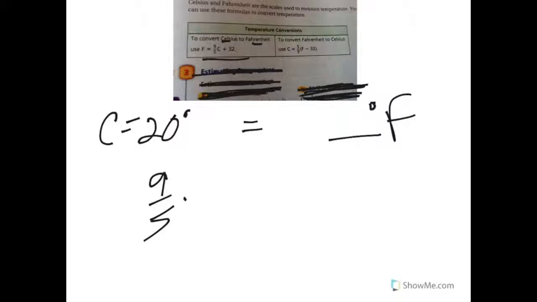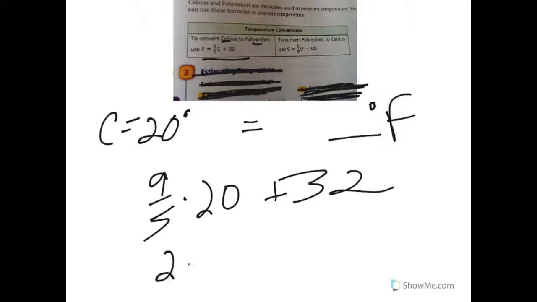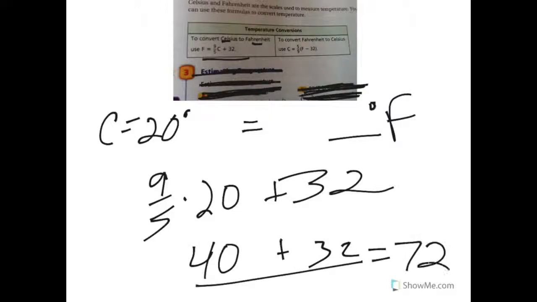9/5 times 20 plus 32. 9/5 is about 2, right? 10/5 would be exactly 2. So since we're approximating, okay, we're estimating, I'm going to say 2 times 20, and I'm going to do that first because of my order of operations, plus 32. Well, 2 times 20 is 40, plus 32, 72. So 20 degrees Celsius is about 72 degrees Fahrenheit.